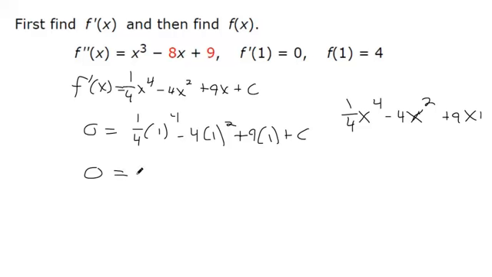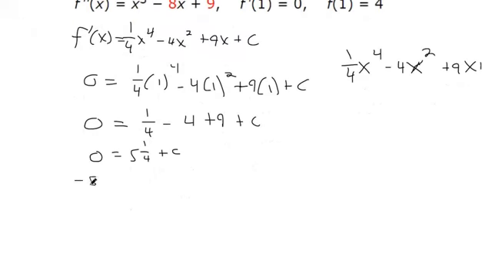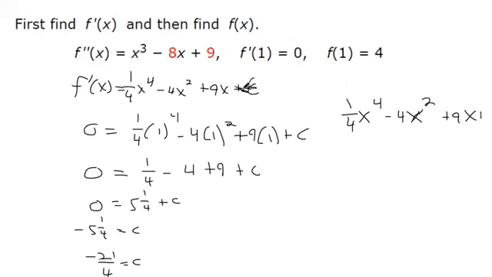So if I simplify, 1 to the 4th power is 1, so 1 times 1/4 is 1/4. And then 1 squared is 1, 1 times 4 is 4. So we can combine those. Negative 4 plus 9 makes 5, 5 and 1/4. So I'd subtract that 5 and 1/4 from both sides, but usually we like improper fractions. So that's negative 21 over 4, an improper fraction. That's our constant c that needs to go here. It's minus 21 over 4.